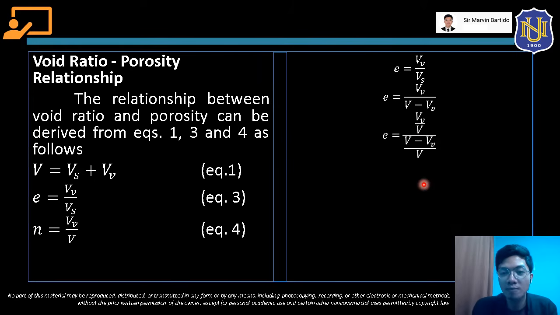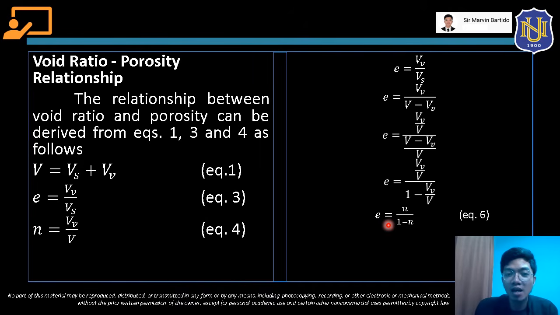And we know, class, that i-distribute muna natin itong nasa ibaba. Pwede natin ito i-break down into two fractions. Tama? So it can become V over V, that is 1, and then V sub V over V. From here, class, we know that V sub V over V, that is N. So ito rin, V sub V over V, that is N. Therefore, class, ang E natin is equal to N over 1 minus N. So, this is the relationship of void ratio and porosity.